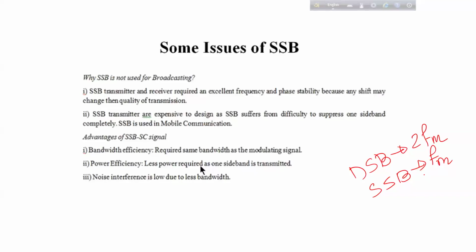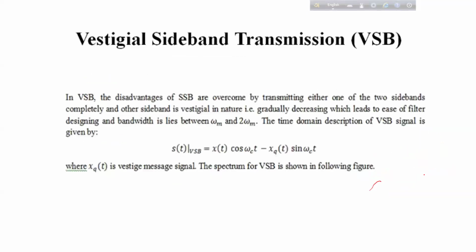So the bandwidth requirement of SSB is very low. Power efficiency: power is very much saved because we are only transmitting one sideband. Noise interference is low because the bandwidth is low. When the bandwidth is low, the noise interference will be low.